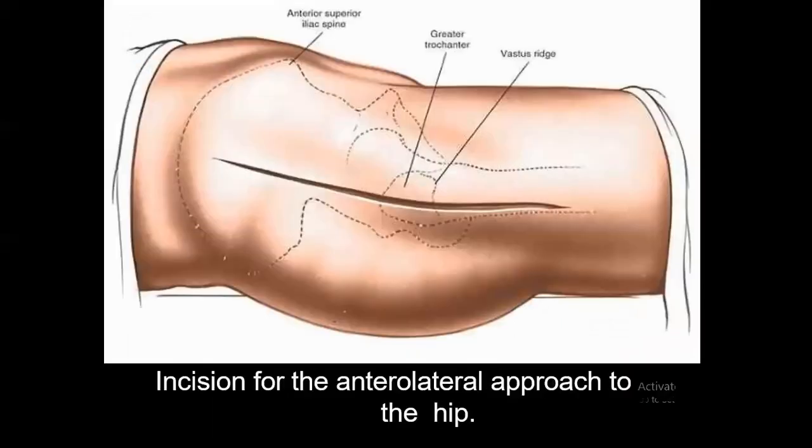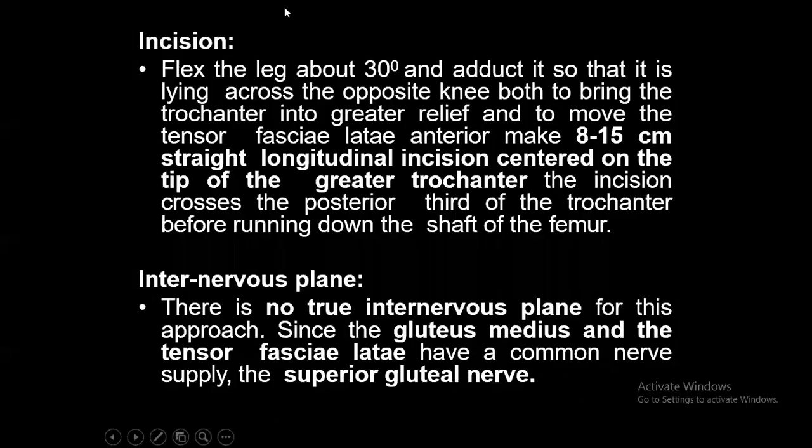the operating plane. This picture demonstrates the incision of the anterolateral approach to the hip joint. Incision: flex the leg about 30 degrees and adduct it so that it is lying across the opposite knee, both to bring the trochanter into greater relief and move the tensor fasciae latae anterior. Make an 8 to 15 centimeter straight longitudinal incision centered over the tip of the greater trochanter. The incision crosses the posterior third of the greater trochanter before running down the shaft of the femur.